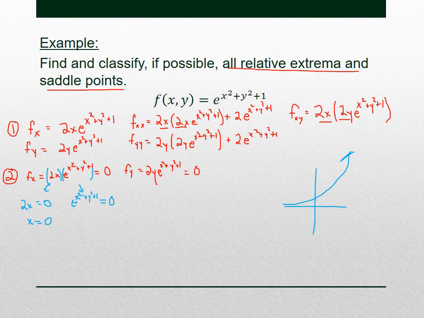And the question is, can you ever raise e to a power and have it be equal to 0? Well, remember the graph of e to the x looks something like this, and it never hits that 0. What that means is that you can't have e to the something equal 0. That can't ever happen. It doesn't matter if that something is x squared plus y squared plus 1. Even if it's something like that, it cannot ever hit 0. So that means that this guy gives you no solutions. There's no solution to that.